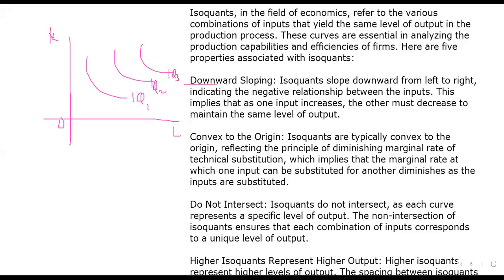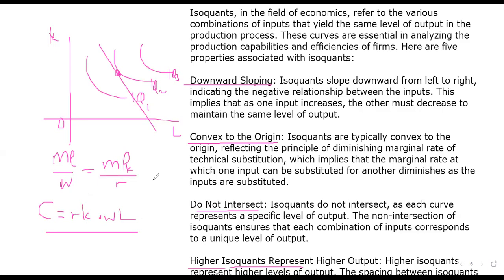So the properties are number 1, they're downward sloping. Number 2, they're convex to the origin. Number 3, they don't intersect. Number 4, the isoquant on the right side offers higher production than the one below it. You must understand that isoquants are optimal at a point of tangency, where the marginal product of labor over the wage is equal to the marginal product of capital over the rent on capital. The budget line cost is equal to rent for capital plus wages for labor. So this is just the same optimization problem we're looking at, except that this time it is applied in production.